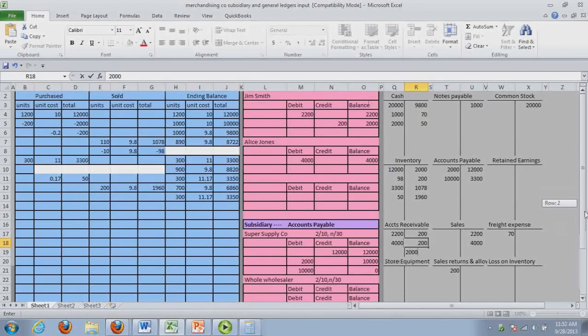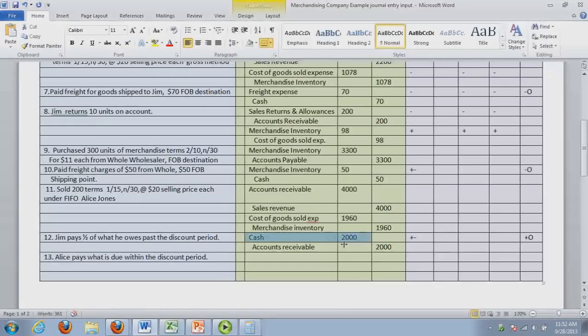And Jim has paid us half. So up here, we need to record that for Jim. And actually, I need to change that. I said he's paying half, so it's really $1,000. My fault. I was looking at Alice, not Jim. So let's do 1,000 here.